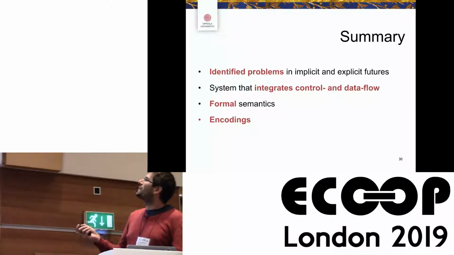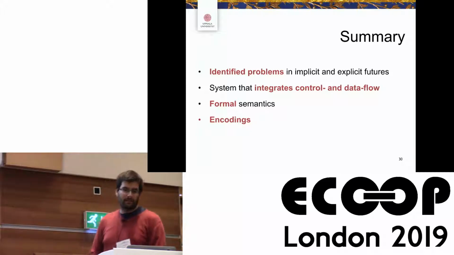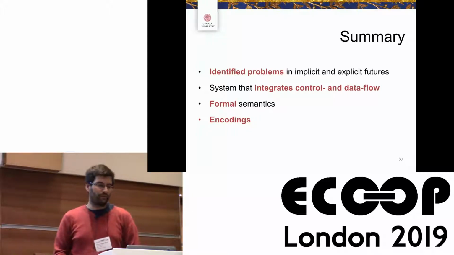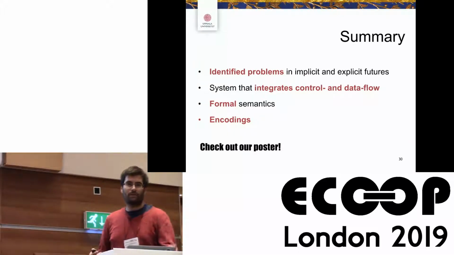So to sum up, we have identified problems in implicit and explicit futures, a system that integrates control and data flow futures, the formal semantics, the encodings. Check out our poster. I will be there explaining more stuff if you're interested.